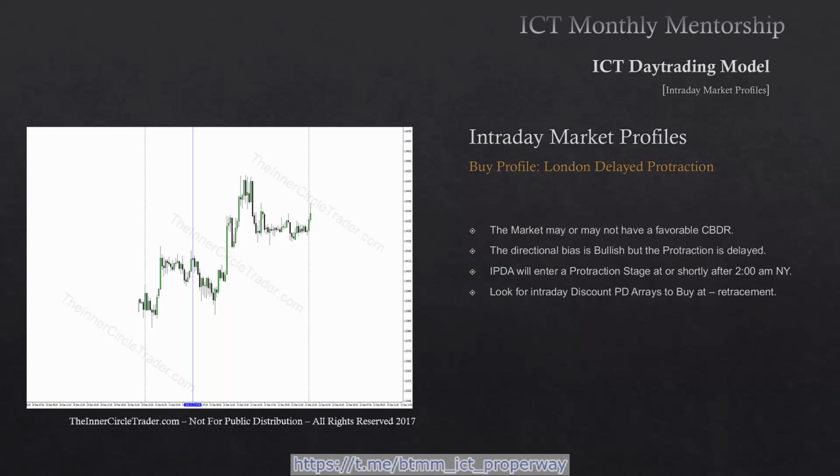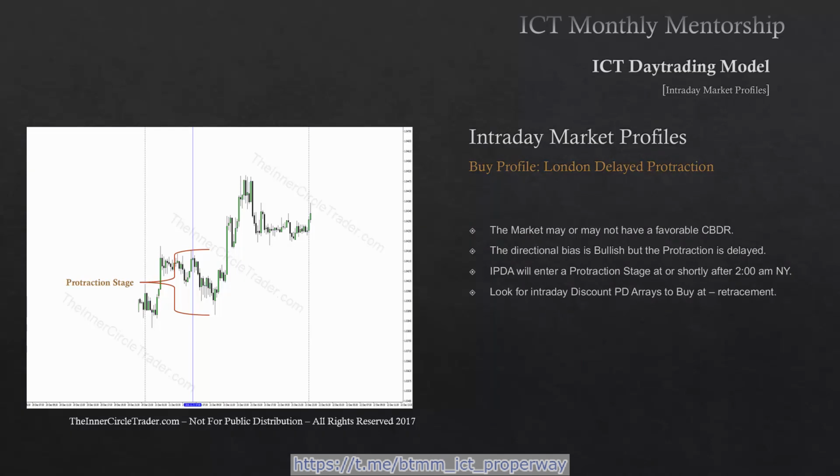So the key is 2 a.m. New York. So we're looking at 12 a.m. for a classic London protraction or Judas swing. If we don't see that movement in favor of our up close day with a down move after 12 a.m., that Judas swing lower, if we don't see that, then we're going to be looking for this scenario here, 2 a.m. So here's the criteria.